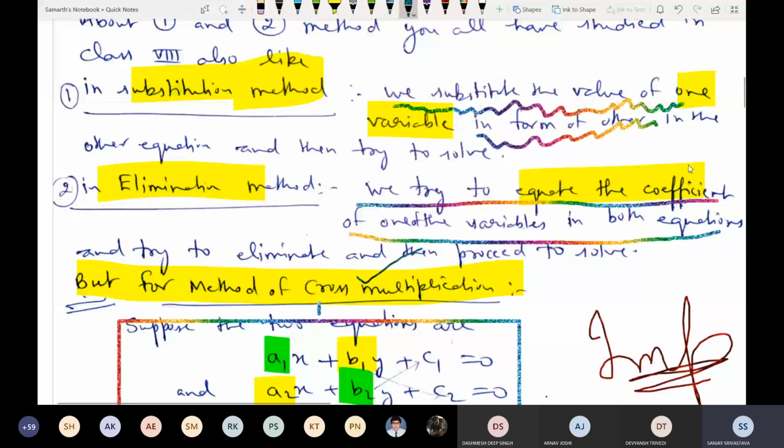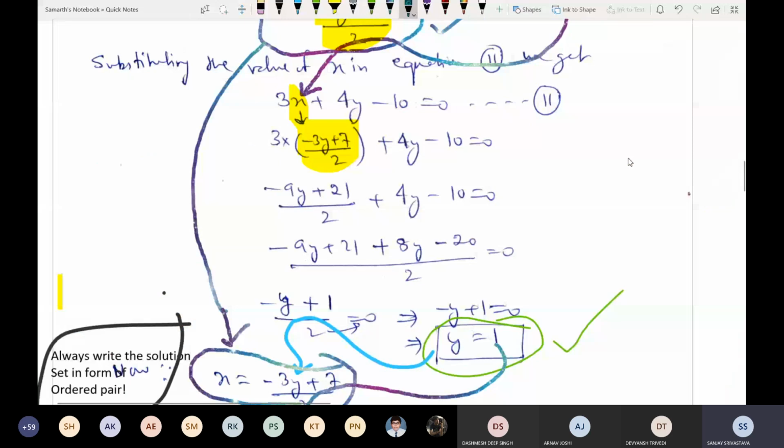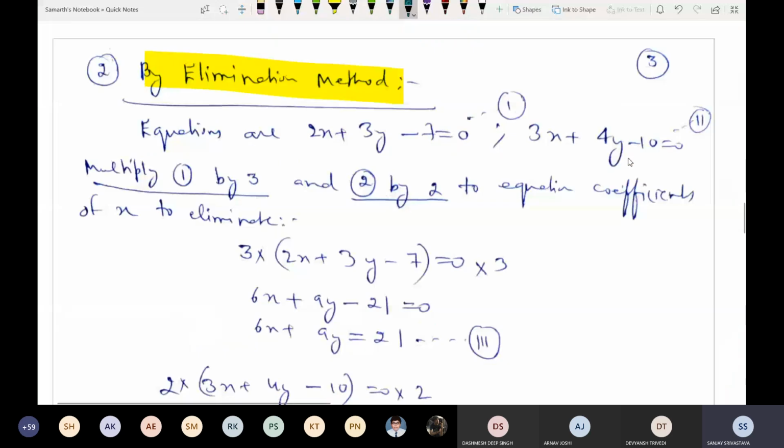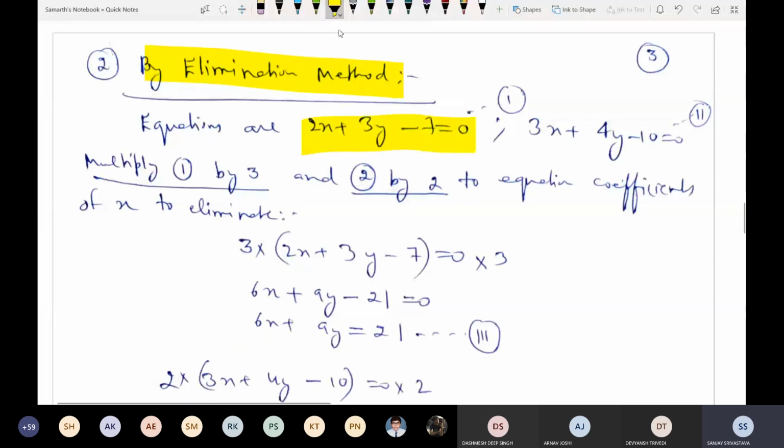So over here, I want to equate the x coefficient. So what I have done, I have multiplied equation number 1 by 3, and equation number 2 by 2, just to equate the coefficient of x and to eliminate. Now when you multiply, then you will get what?